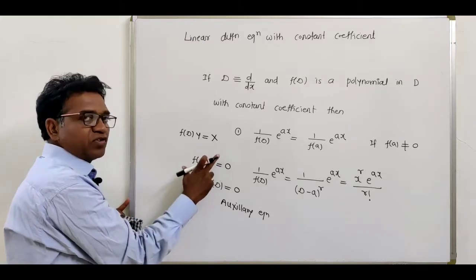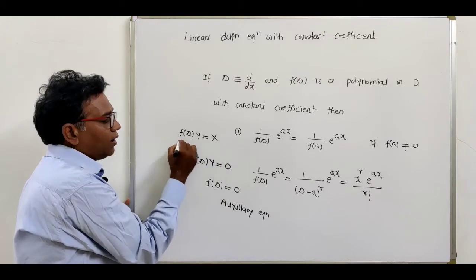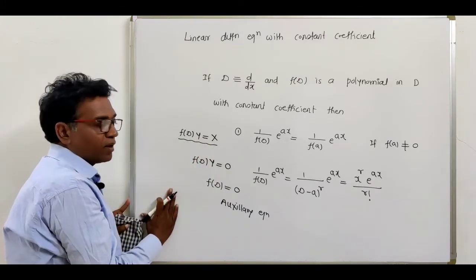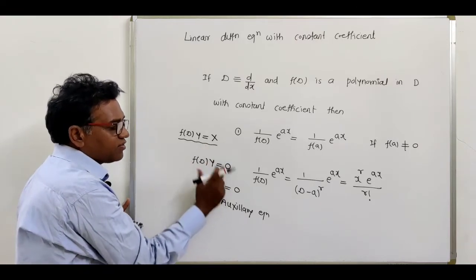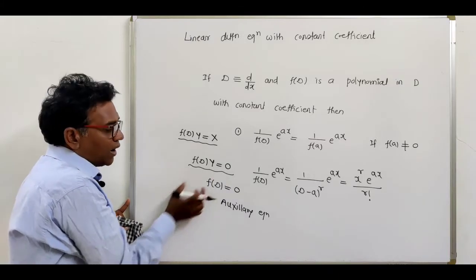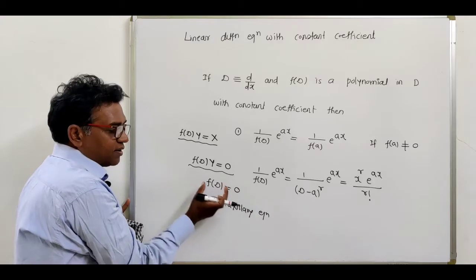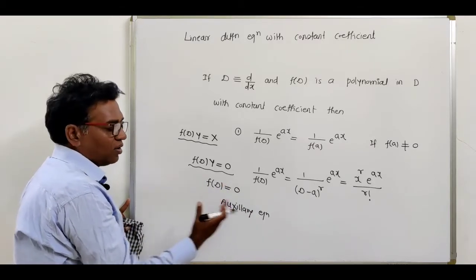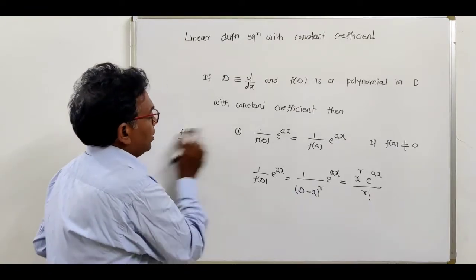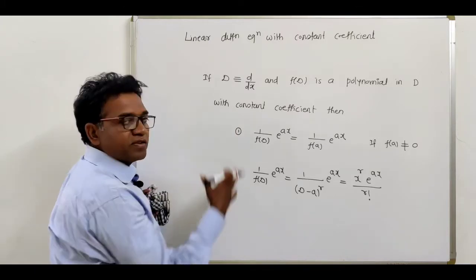A differential equation of the form f(D) y equal to capital X is called a linear differential equation with constant coefficient. If the right hand side is 0, then this is called the associated equation. And if we just equate this differential coefficient equal to 0, then such an equation is called the auxiliary equation.